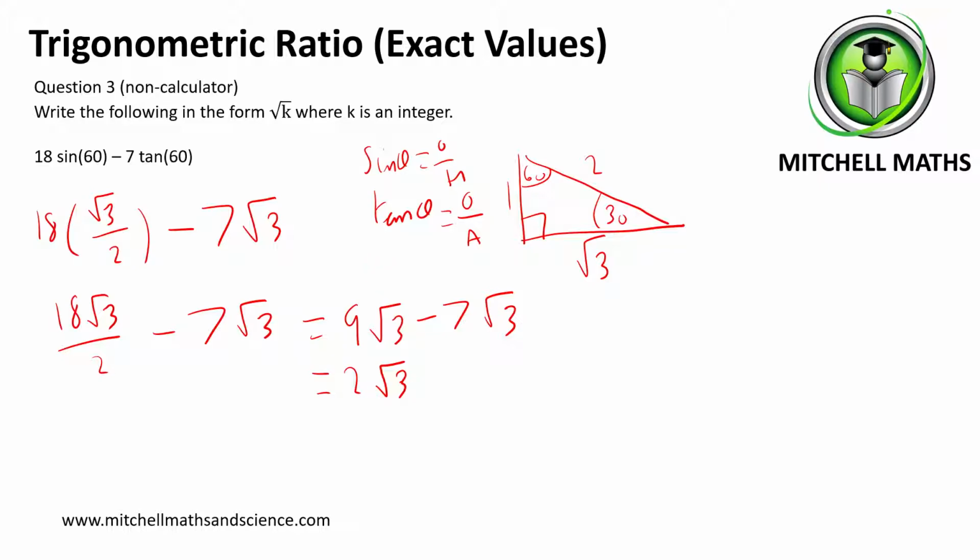So in order to write it as a single surd, we need to do the reverse of what we do when we simplify surds. So I'm going to put 2 back under a square root. 2 squared would be 4, so it'll be like 4 root 3. And if we times those together, we get root 12. So our answer is square root of 12, where k is equal to 12.